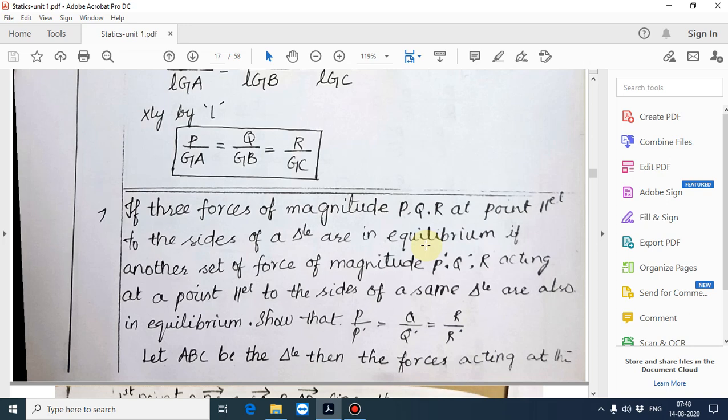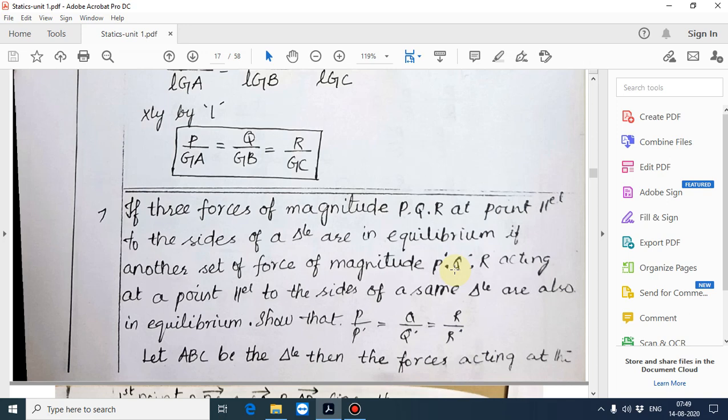If three forces of magnitude P, Q, R acting at a point parallel to the sides of a triangle are in equilibrium, and if another set of forces of magnitude P dash, Q dash, R dash, girls, that's not P is to Q is to R, that is P dash, Q dash, R dash, acting at a point parallel to the sides of the same triangle are also in equilibrium, show that P by P dash is equal to Q by Q dash is equal to R by R dash.